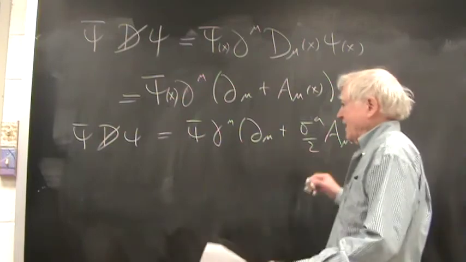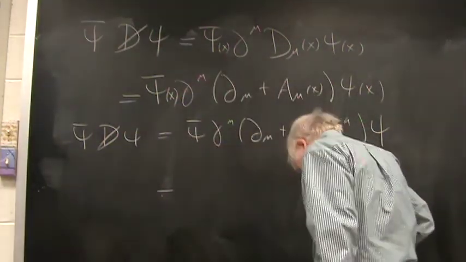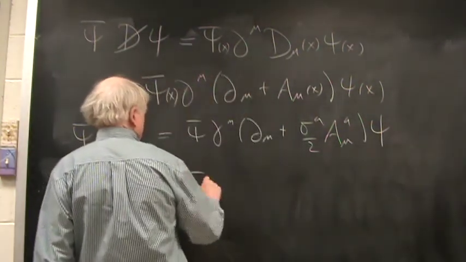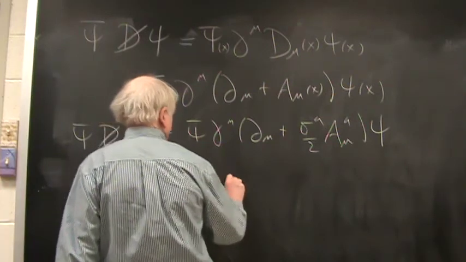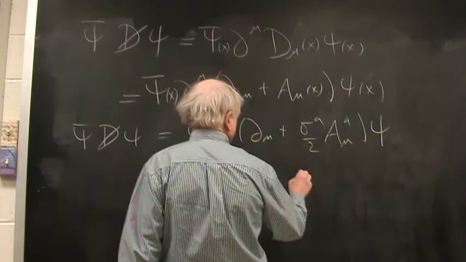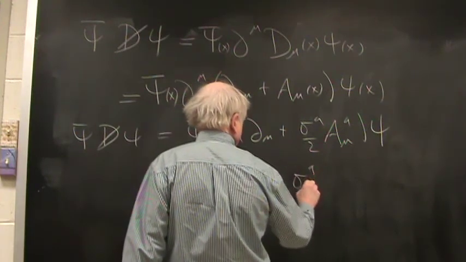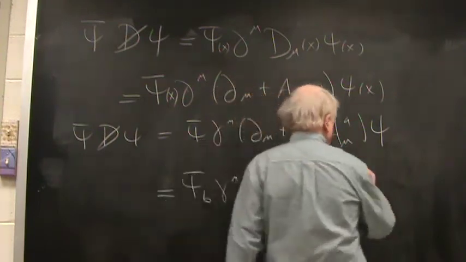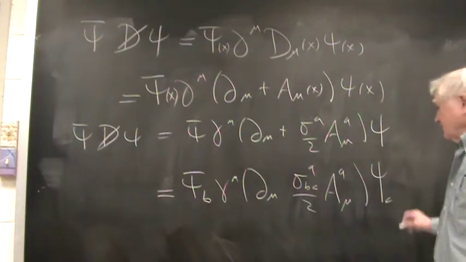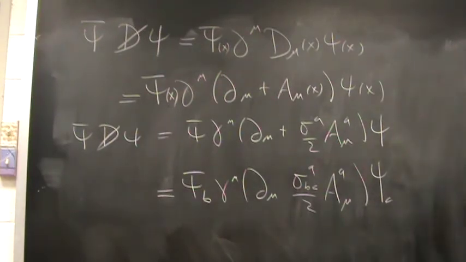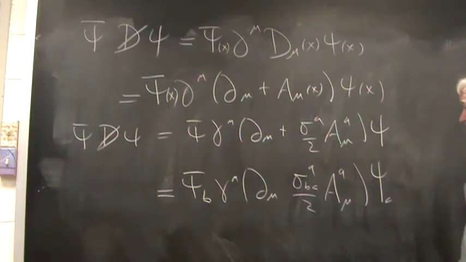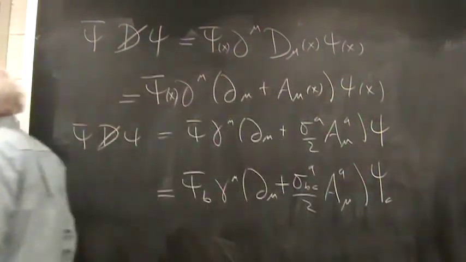So if we expand this out and put in indices, then what we have is psi bar b gamma mu d mu sigma a bc over 2 A mu a psi c. So the coupling is through the sigma a bc. And let me just come back over here.